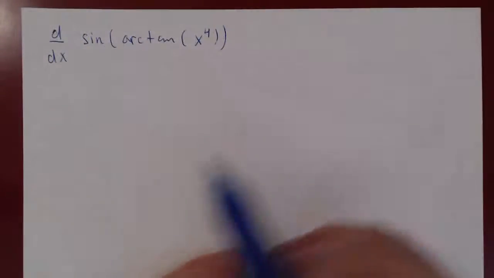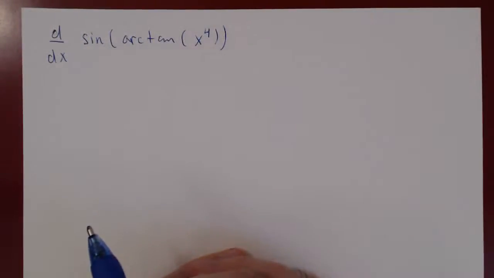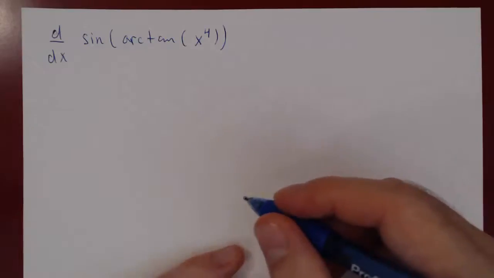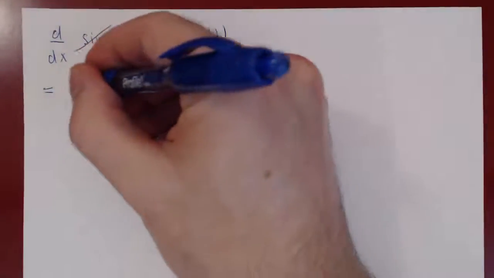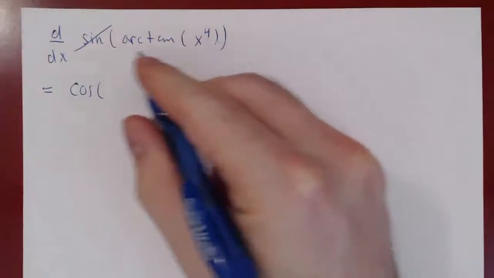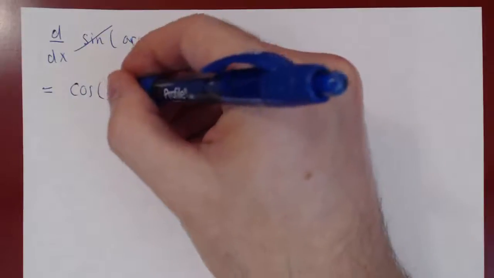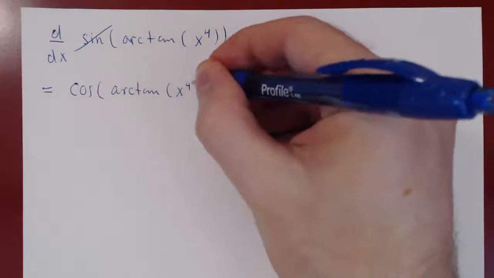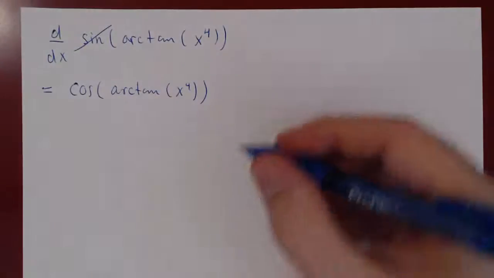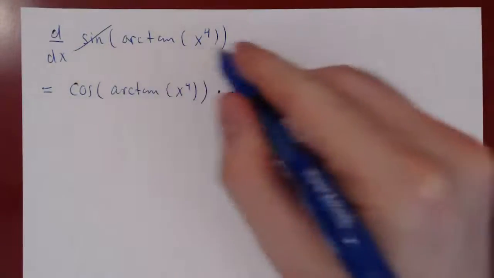Let's differentiate using the chain rule, and then we will try and simplify and get rid of the trig and inverse trigonometric functions. So, the outside function is sine. The derivative of sine is cosine. Cosine of what? Of whatever is left over. So cosine of arctangent of x to the 4 times the derivative of what's left over.